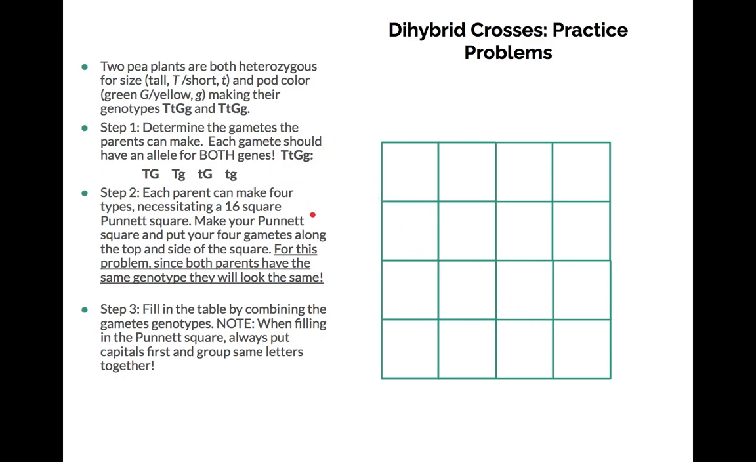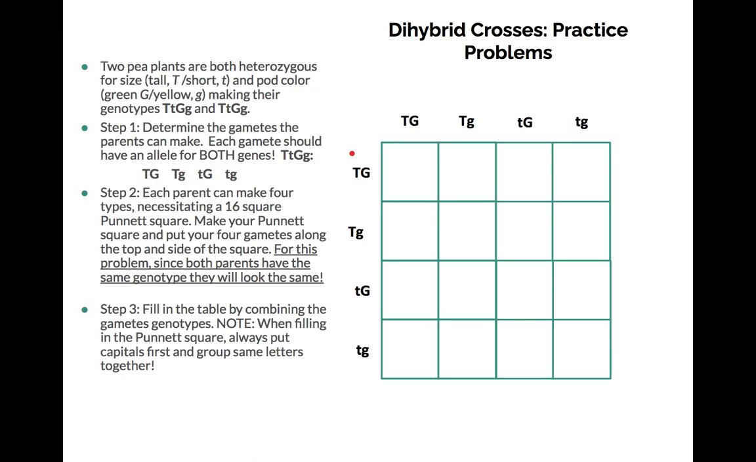Step 2: since each parent can make 4 types of gametes, we're going to make a 16-square Punnett square. Then we're going to put the 4 possible gametes along the top and the sides. For this particular problem, since both parents have the same genotype, they will look the same. So we put those gametes on the top and the side.